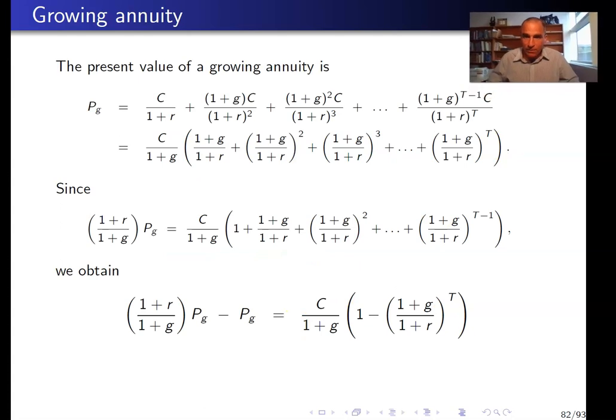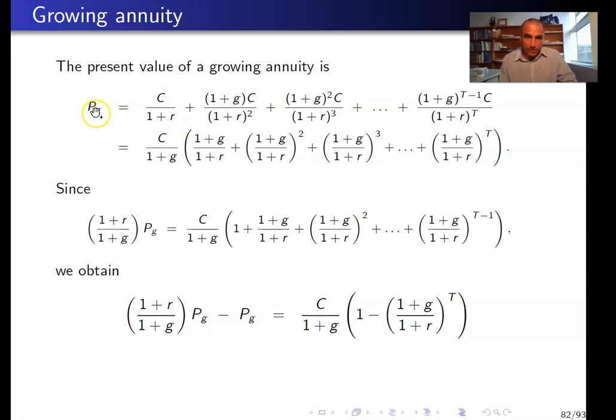What is the present value of such an annuity? We will be using the same trick as before. So the present value of a growing annuity. We are using the subscript g to say that the annuity is growing over time at the rate g.